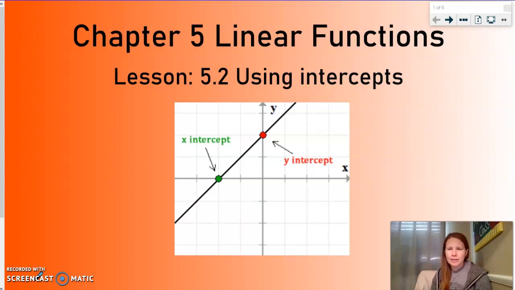So for today's lesson, 5.2, we are talking about intercepts. I'm already surprised that we're getting into intercepts right away. What we're going to be talking about is y-intercepts and x-intercepts. Basically, the basic definition is: where does this linear function cross the y-axis, and where does it cross the x-axis? The x-intercept, where does it cross the x? Y-intercept, where does it cross the y-axis?